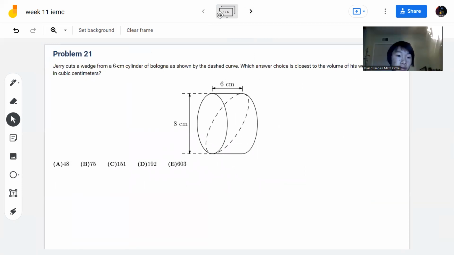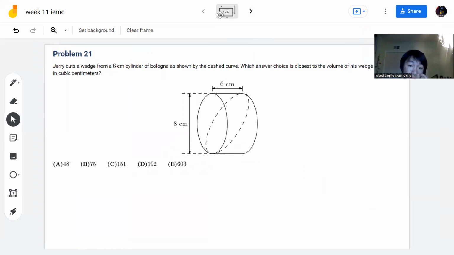All right, so Jerry cuts a wedge from a 6 centimeter cylinder of Bologna as shown by the dashed curve. Which answer choice is closest to the volume of his wedge in cubic centimeters? Do you have any idea how we're going to solve this one? We need to solve for the volume of the wedge. Let's think about what we're trying to solve here. If we're just cutting a wedge, this is going from corner to corner or side to side of the cylinder.